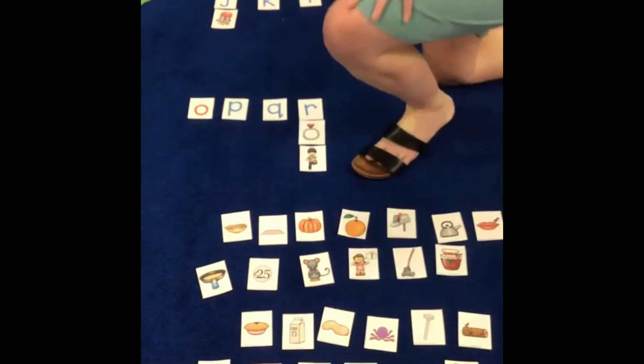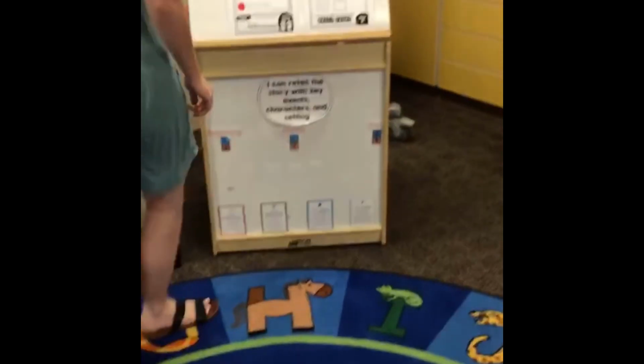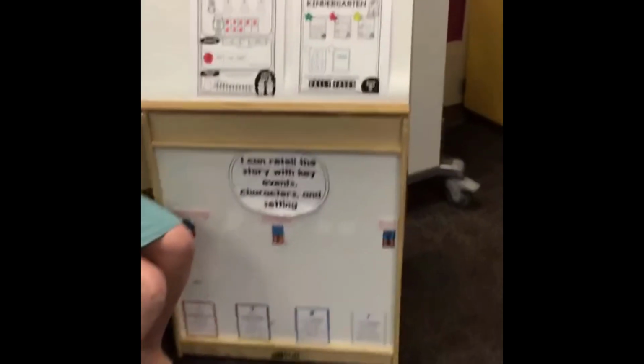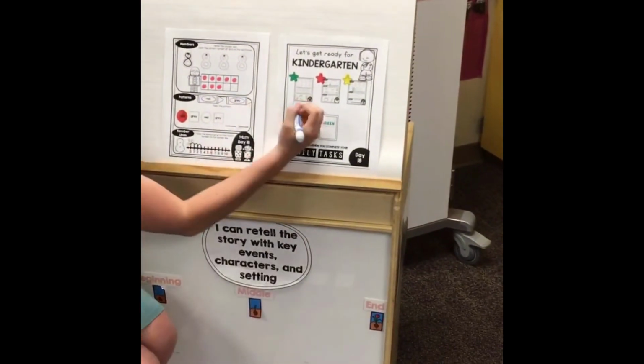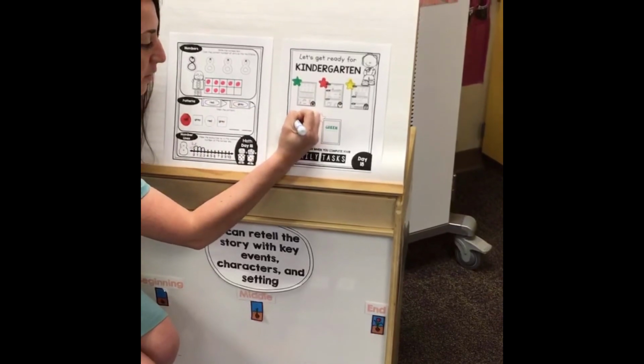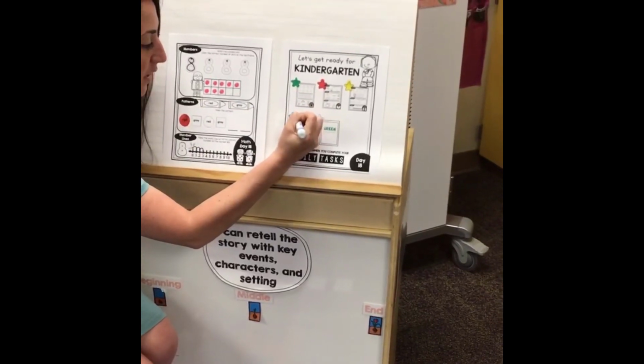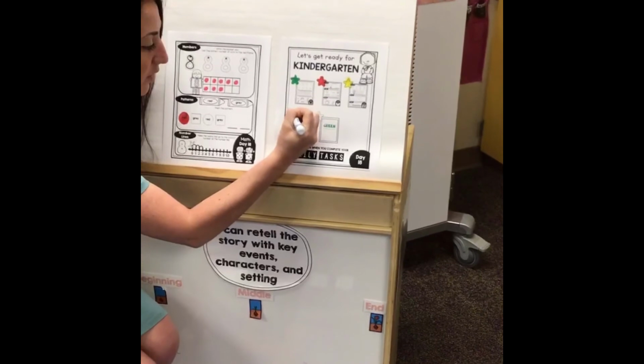We have one more thing to do. So let's color in our fourth star. So with your crayon, pick a color that you like, color in your star.